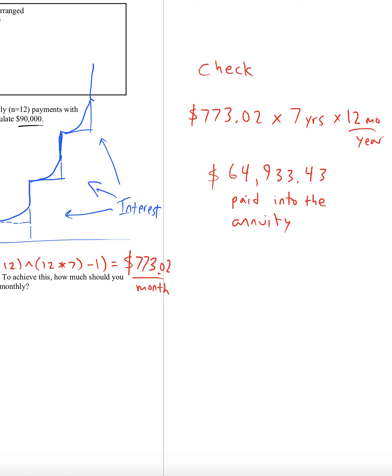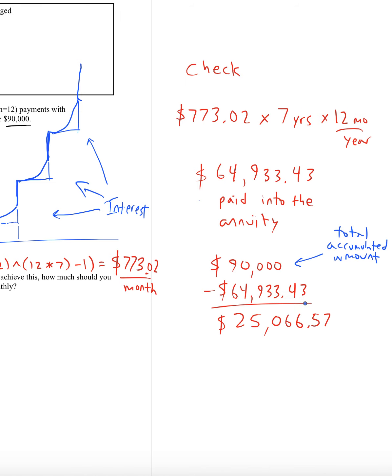So how much money did you earn from interest? The $90,000 is the total accumulated amount over time. $64,000 was paid in. And the $25,000 represents the interest earned, which is quite a lot.